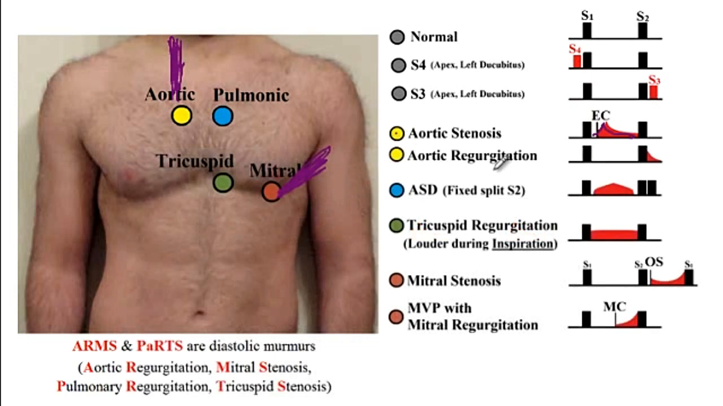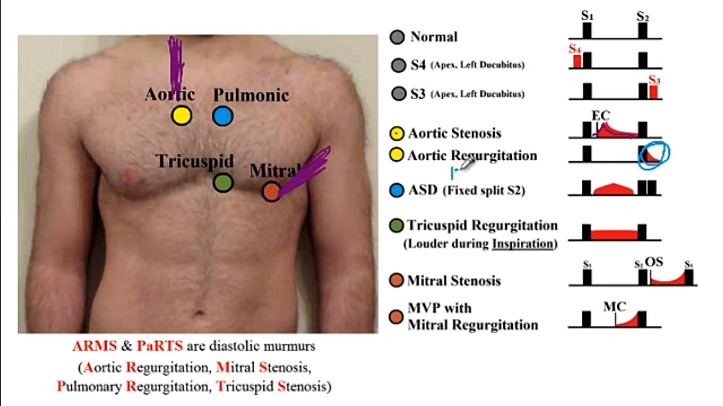Next, we have the aortic regurgitation, which is associated with the diastolic decrescendo murmur. So here we have the S2, and after S2, we have the heart sound. It's a diastolic murmur that is associated with a wide pulse. The reason aortic regurgitation is associated with a wide pulse is that there is a backflow of blood into the left ventricle during relaxation, as a consequence of which there would be an increase in the systolic blood pressure.